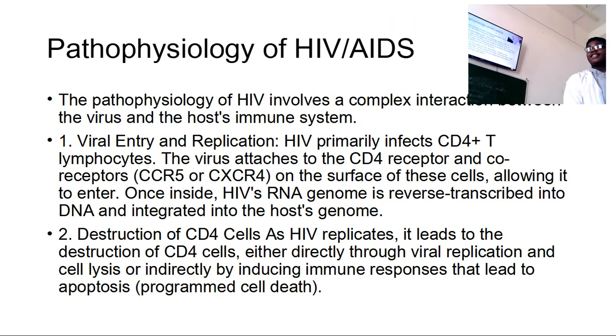And then the second stage, which I've already explained, but I'll still talk about it, is the destruction of the CD4 cells as the HIV replicates. So when HIV replicates after entering the genome of the host, it causes destruction of CD4 cells, either directly through viral replication and cell lysis, or indirectly by inducing immune responses that lead to programmed cell death like apoptosis.